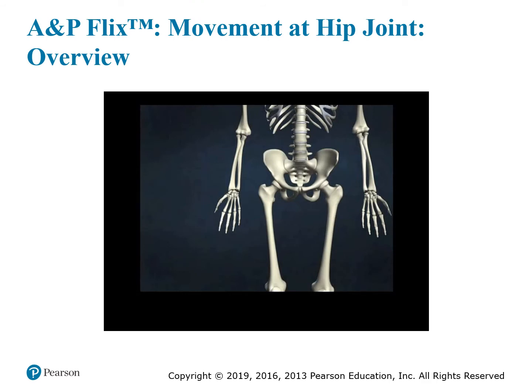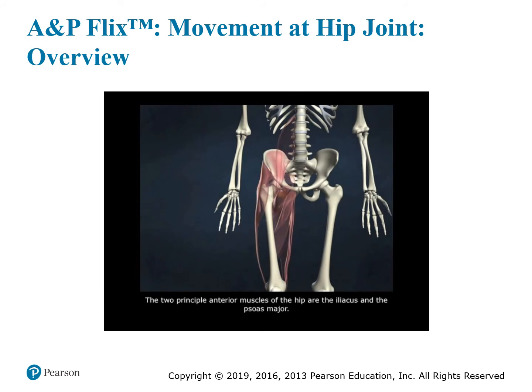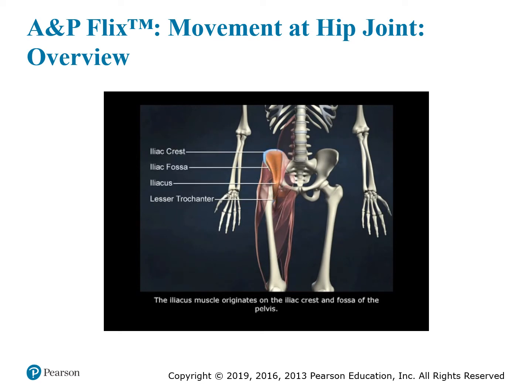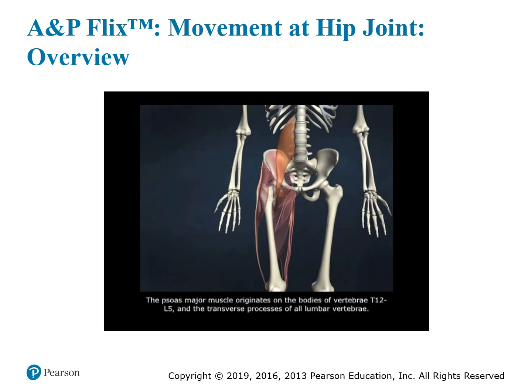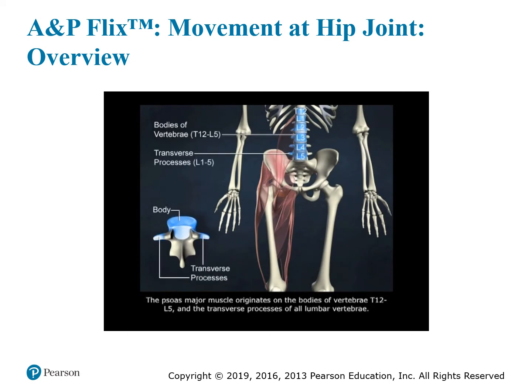The two principal anterior muscles of the hip are the iliacus and the psoas major. Collectively, they are known as the iliopsoas muscle because they share a common insertion on the lesser trochanter of the femur. The iliacus muscle originates on the iliac crest and fossa of the pelvis. The psoas major muscle originates on the bodies of vertebrae T12 through L5 and the transverse processes of all lumbar vertebrae.